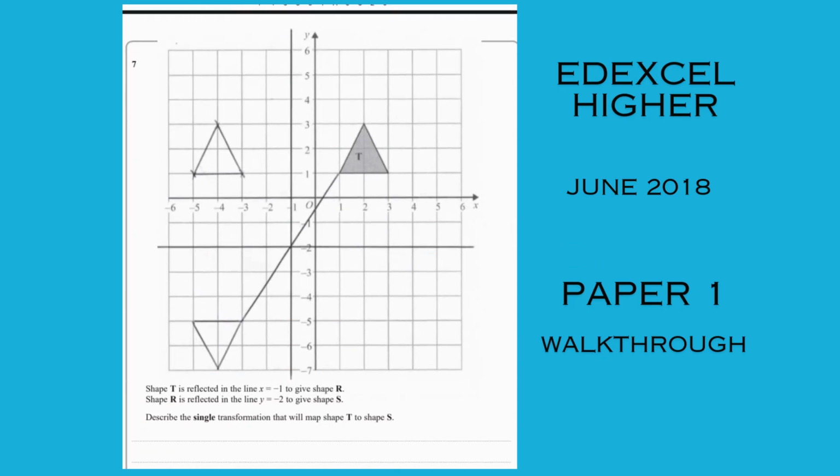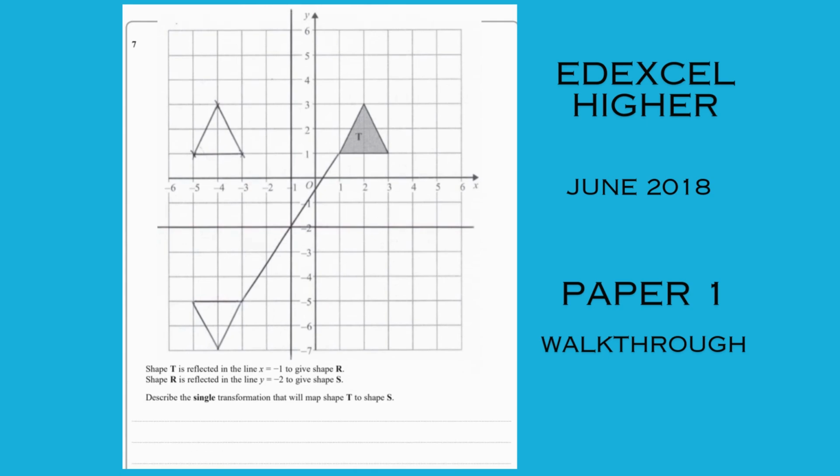Number 7, yes, I've cheated. But one thing at a time with these questions. So shape T, the line x equals -1. So there's your vertical line going through -1 to give you shape R. That's then reflected in y equals -2. That's a horizontal line, and that reflects down there to give us shape S.